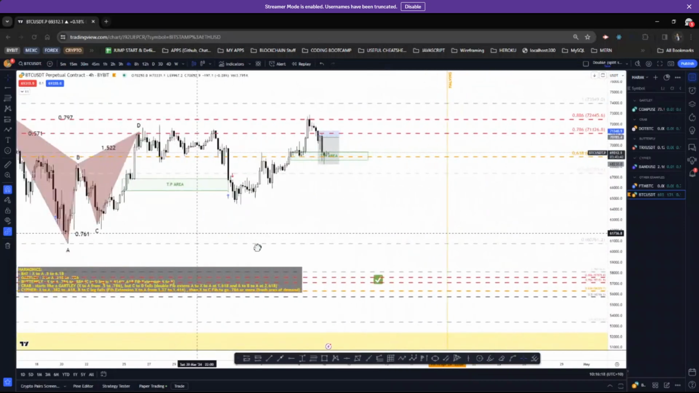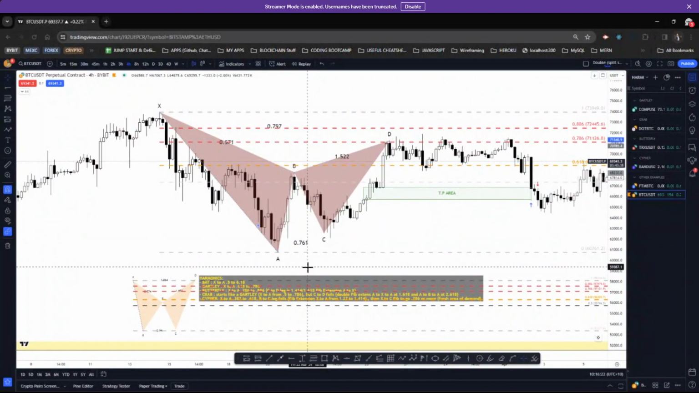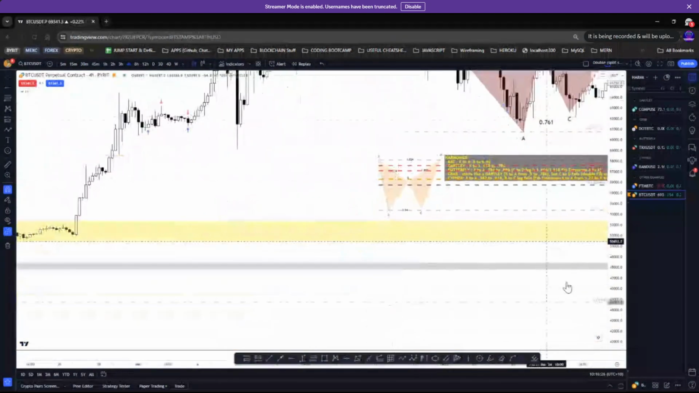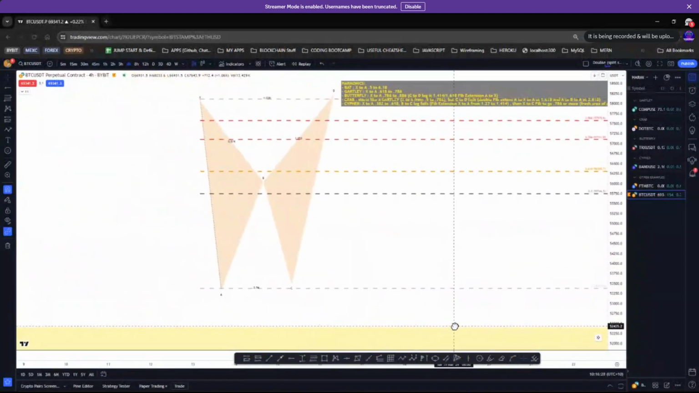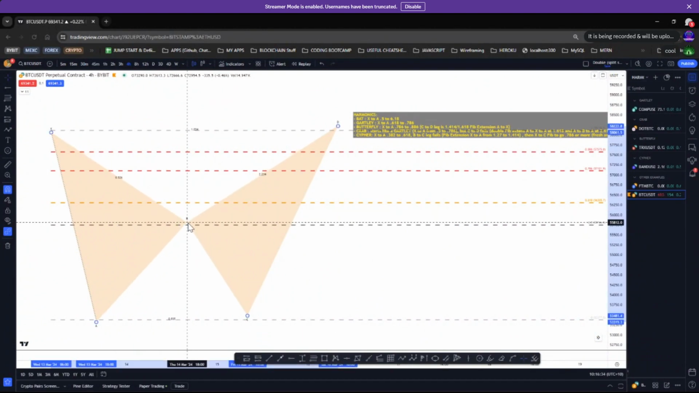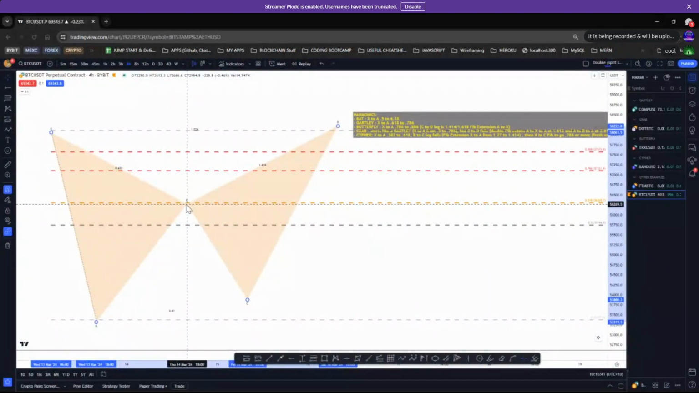From the back pattern, what happens if I touch the 618? Let's go back to our drawing here. So this was X to A. B is between 50 and 618. But if it touches the 618, even with a wick, this becomes what's called a Gartley, which is a really cool pattern.